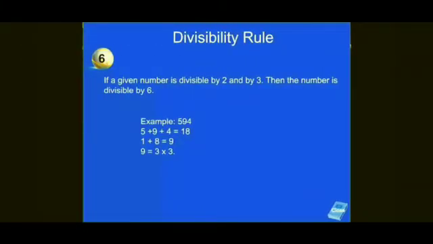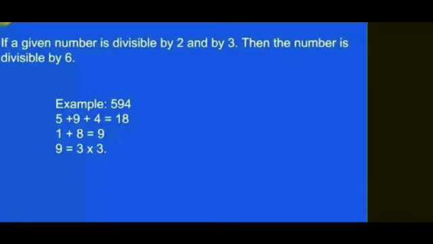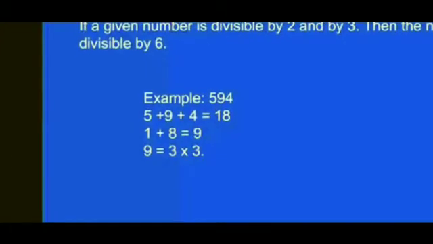Next, divisibility rule for 6. If a given number is divisible by 2 and by 3, no need of a full stop, you continue, then the number is divisible by 6. Example: 594.